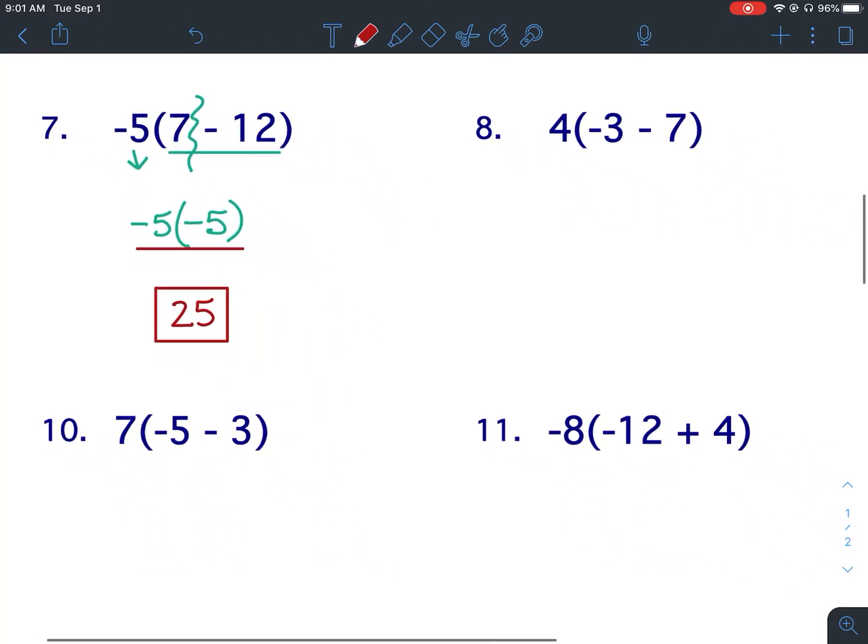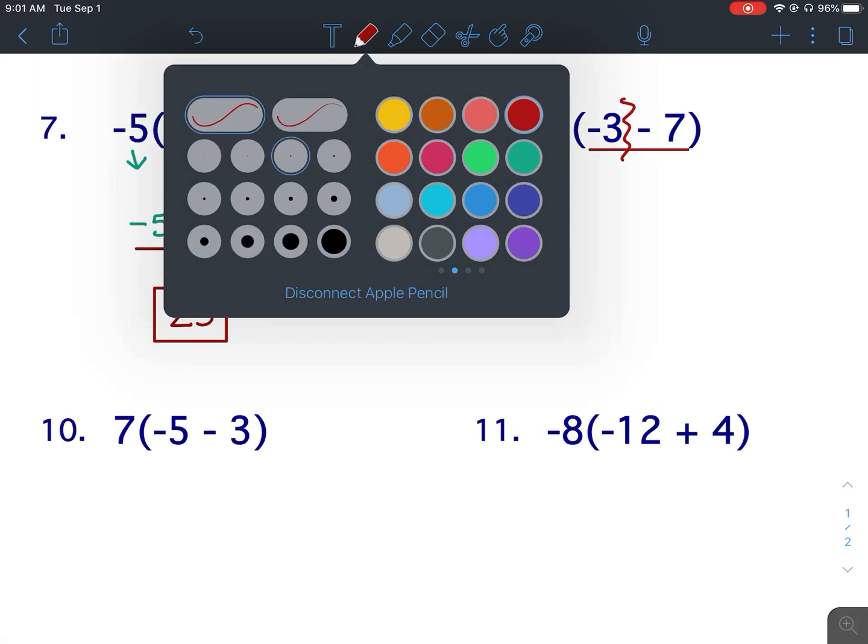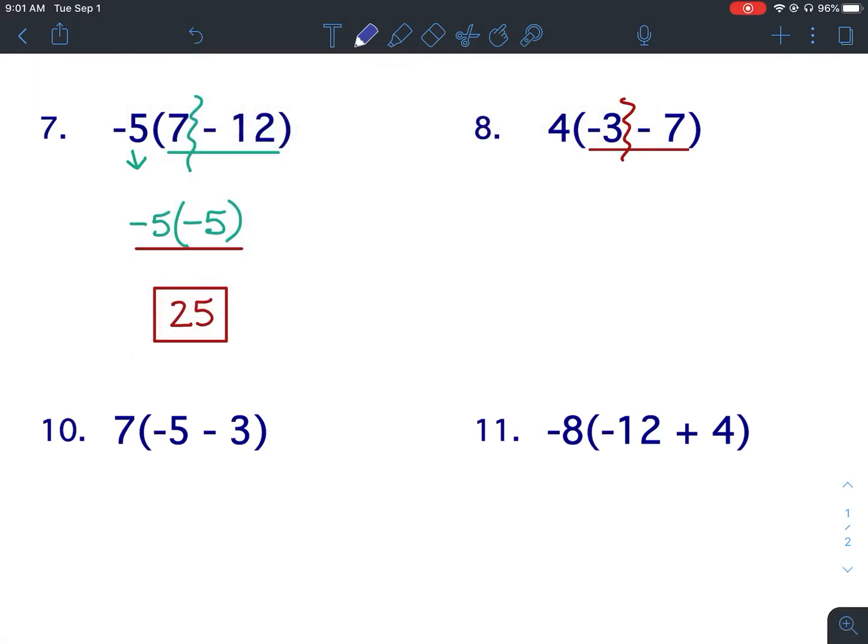I'm going to do number 8 also. So I do what's inside the parentheses first. I've got a negative 3 and a negative 7. Those signs are the same. I'm going to bring down my 4, bring down my parentheses to show multiplication. The signs are the same, so I add and keep the sign. Add it together, I get 10. Keep the sign, so that'd be negative 10.